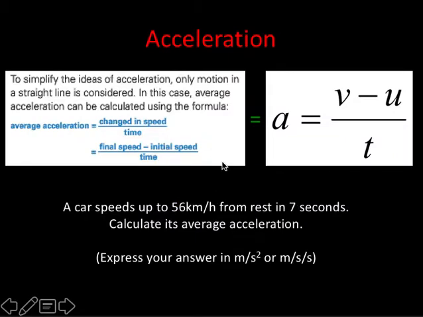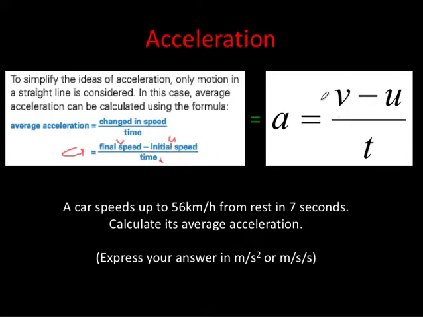Okay, let's get started on our formulas. So average acceleration is change in speed divided by time. Or in other words, the final speed take away the initial speed divided by time. Now these are represented by letters a, v, u and t. So acceleration equals final speed, which is v, minus initial speed, which is u, divided by time, which is t.